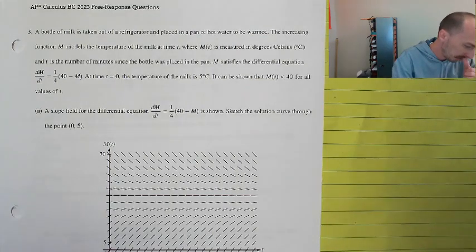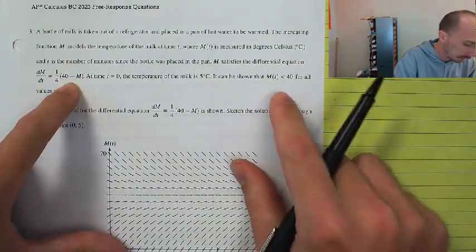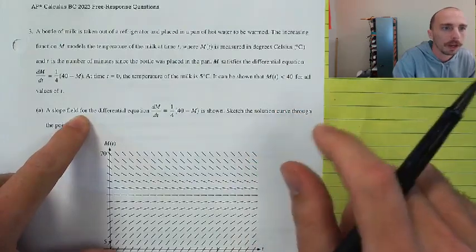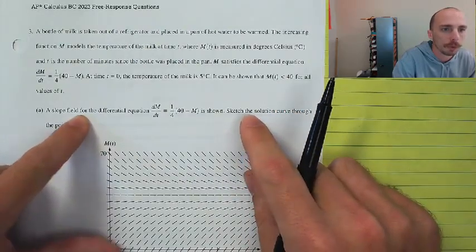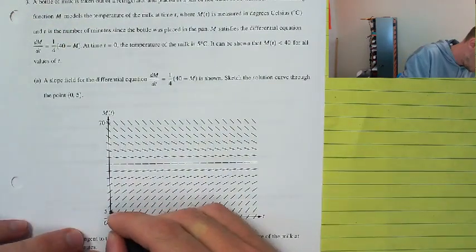So number 3: a bottle of milk is taken out of a refrigerator and placed in a pan of hot water to be warmed. M is increasing, M is measured in degrees Celsius, and T is measured in minutes. We've got a differential equation for M and an initial condition. It can be shown... maybe that'll be useful for us later. I'm not really sure where they're going there. A slope field for the differential equation is shown. Sketch the solution curve. This is one I hope you got right.